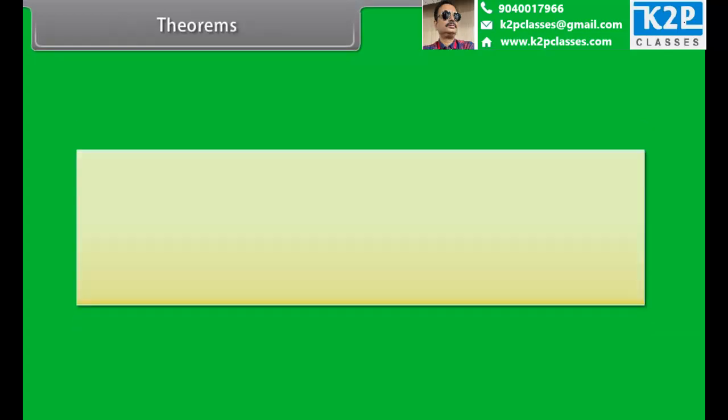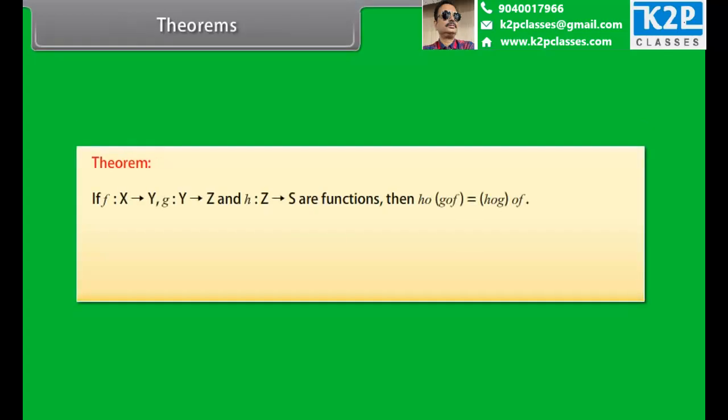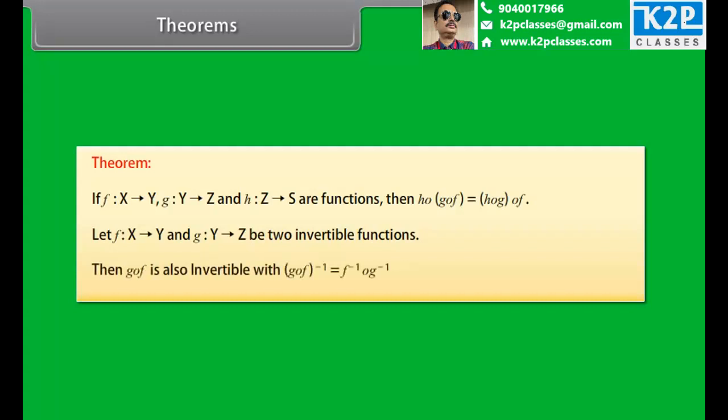Theorems. If function f from X to Y, function g from Y to Z, and function h from Z to S are functions, then h of g of f is equal to h of g of f. Let function f from X to Y and function g from Y to Z be two invertible functions. Then g of f is also invertible, with inverse of g of f is equal to f inverse of g inverse.